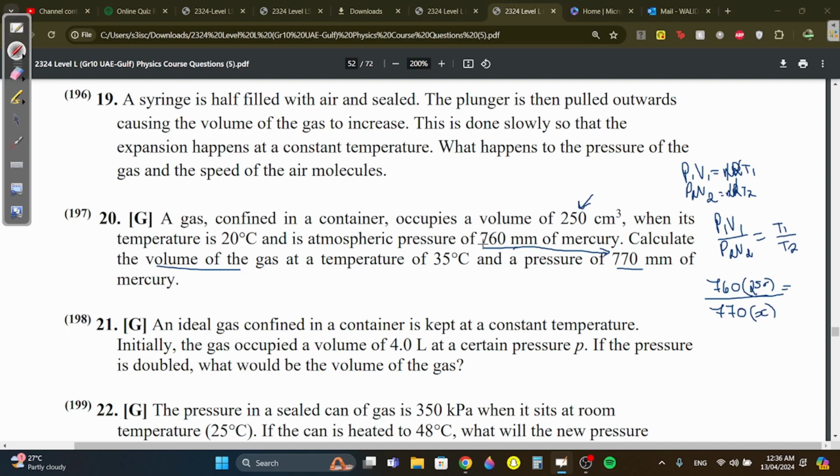Okay, T1 is 20 degrees Celsius. But can we use this 20 degrees Celsius? No, you can't. So you have to do plus 273. It will be 293 over T2, which is 35 degrees Celsius. Change it to Kelvin, it's going to be 308. Wait, hold up. What, 50? Yeah, 308. So let's cross multiply, and you're going to end up getting x equals 259.4 cm cube. I have no idea how they got 260 unless they rounded it.